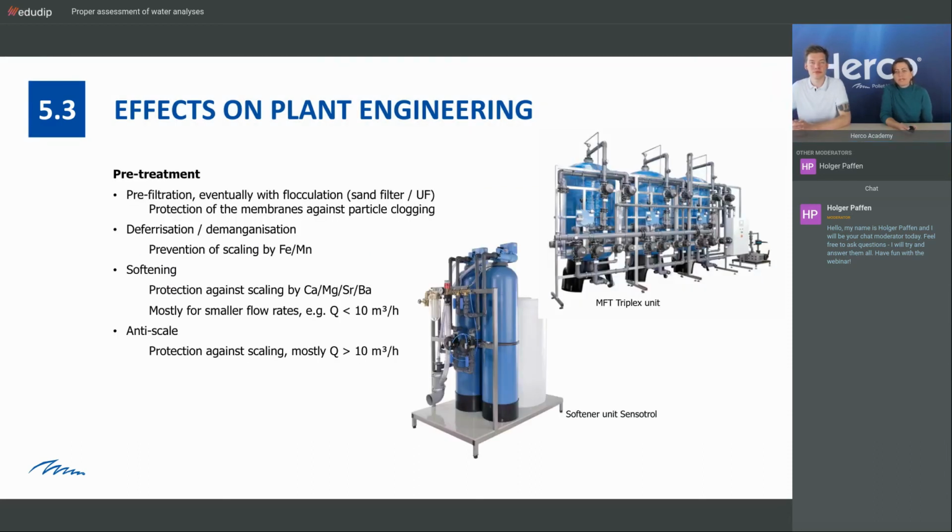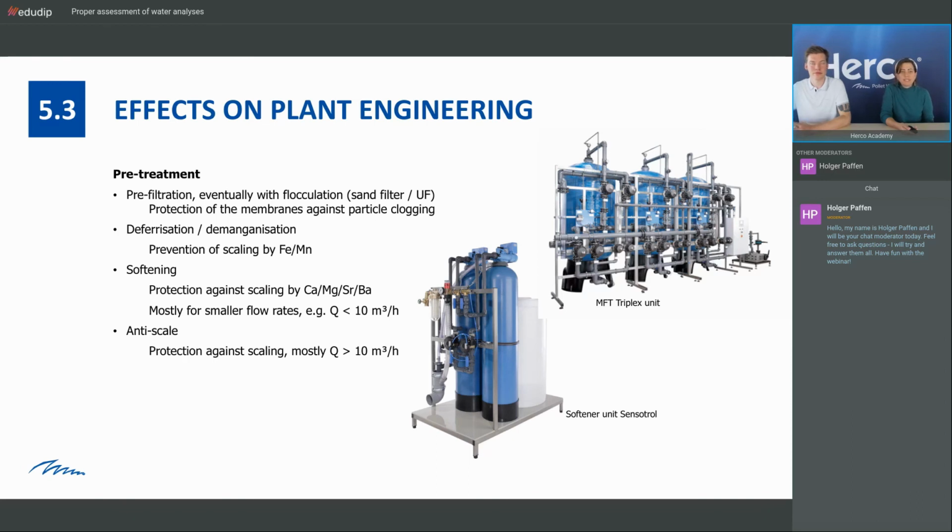Okay, so here we show again what pretreatment would be necessary. Again, we will go into more detail in the next webinar or the next two webinars. So if you have a pretreatment with a pre-filtration, possibly also with a flocculation, sand filter or ultrafiltration for surface waters, you protect the membranes against particle clogging because you remove the particles before. You would usually lower the silt density index with this pretreatment.